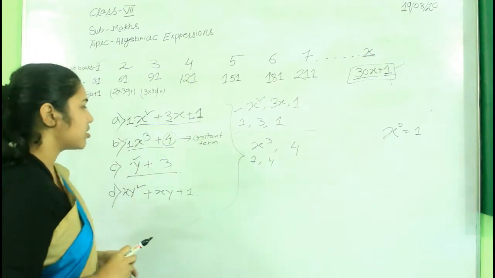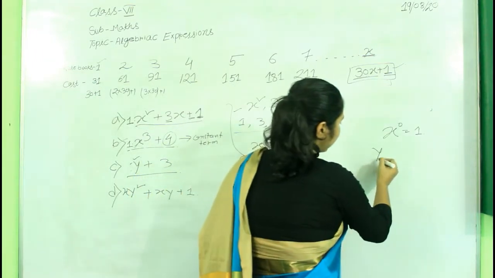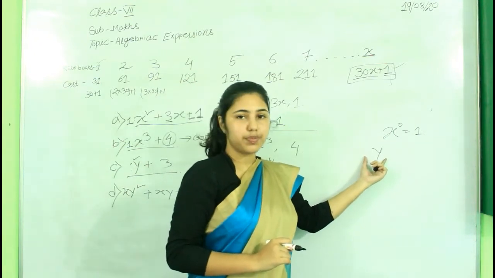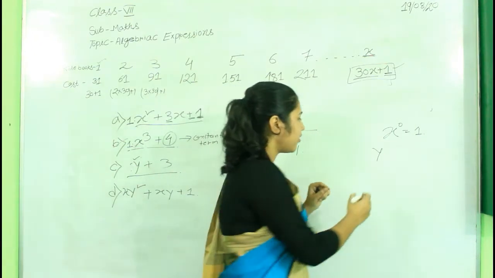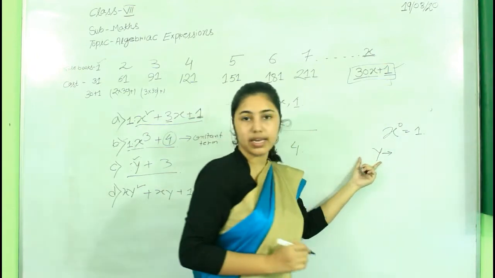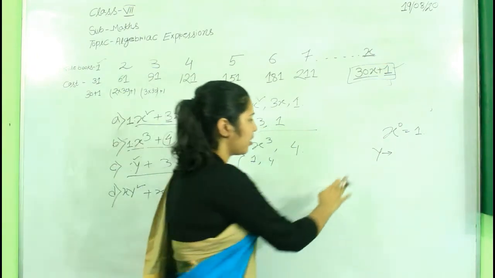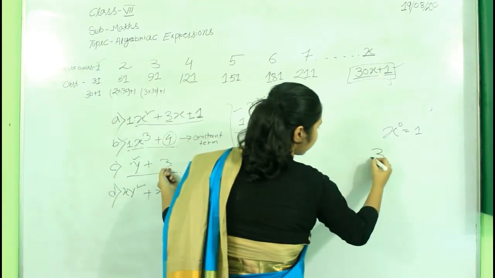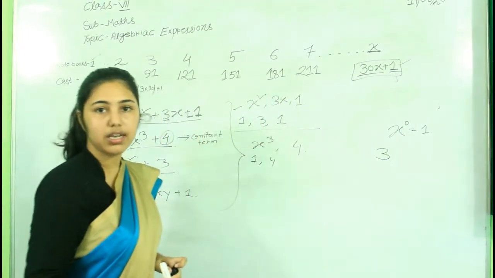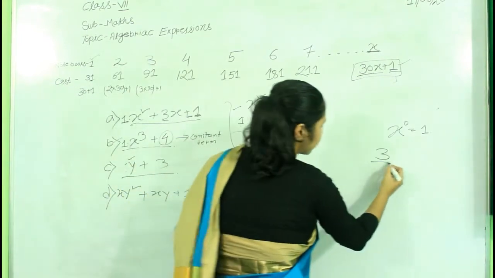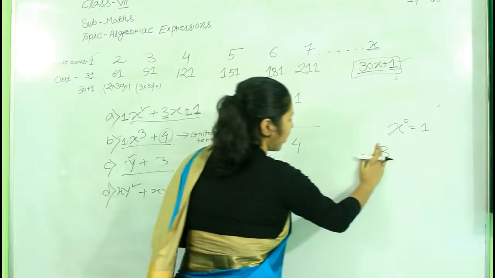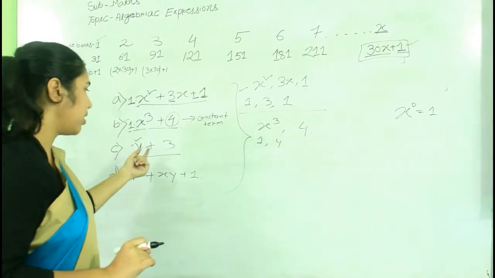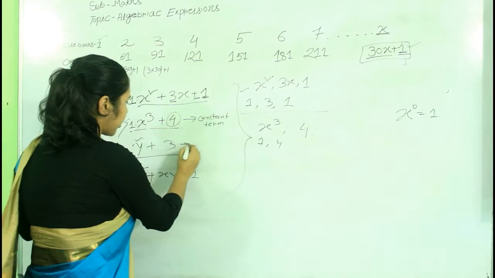Next, in this expression our variable is y. Why? Because y can take any value, which means we can assume any value for y, any rational number. Okay? But 3 is a fixed rational number or natural number. That's why here y is our variable but 3 is our constant term.